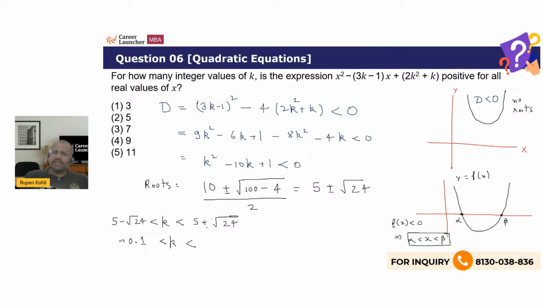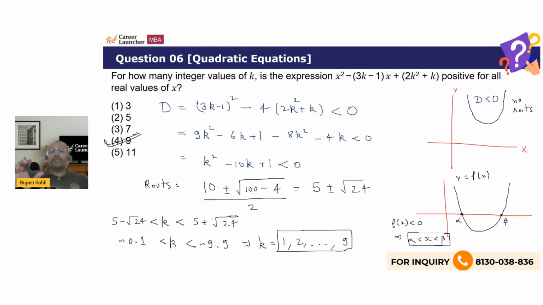And on the upper side, 5 plus 4.9, 9.9. So again, approximately. So therefore, what are the integer values that k will take in this range? It will start from 1, 0. It needs to be more than 0.1 approx. So it will start from 1, 2, 3, go up to what? 8 and 9 is the last one. You cannot go to 10. Yeah, so k can take these 9 integer values.